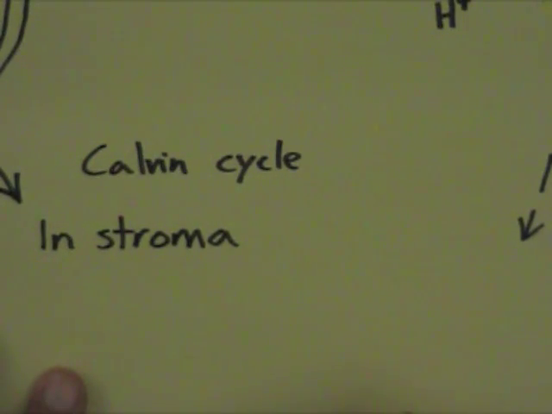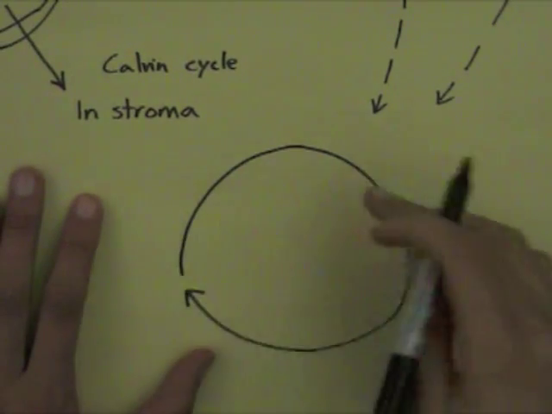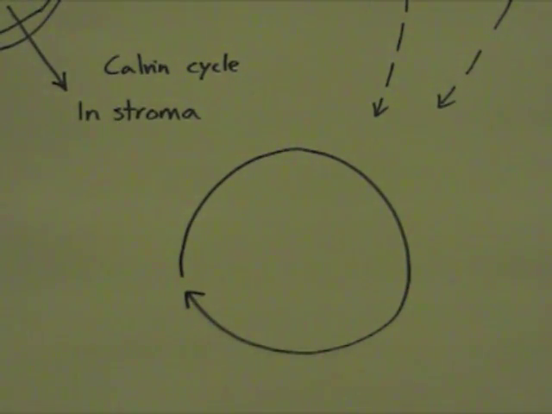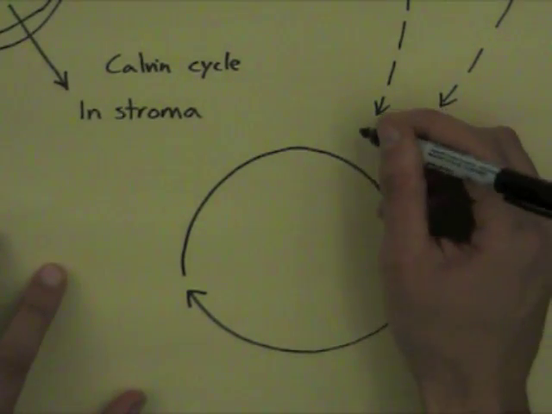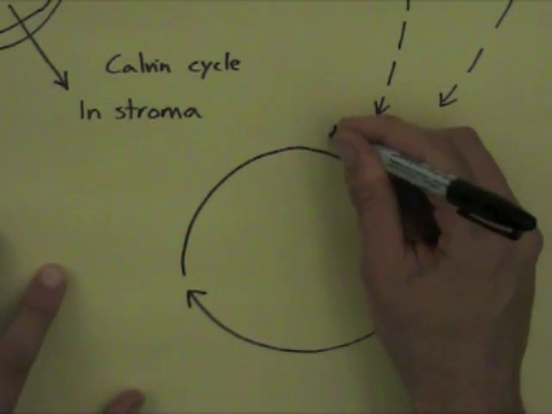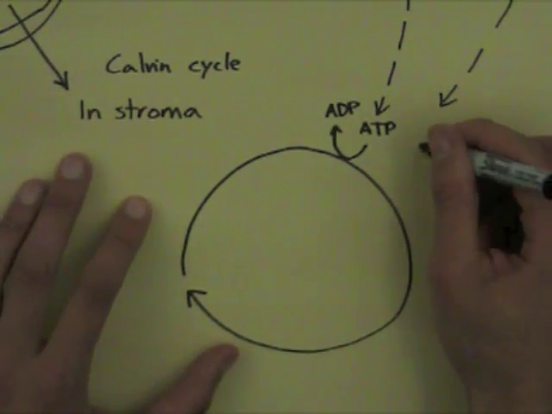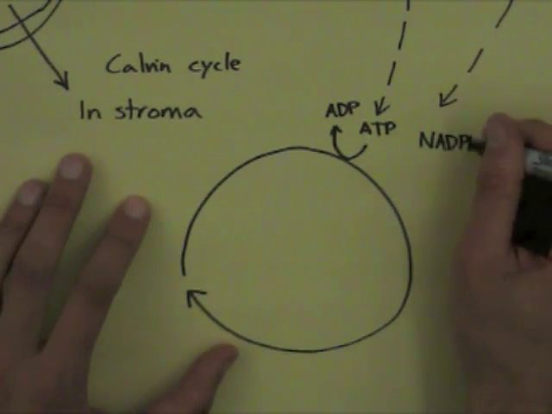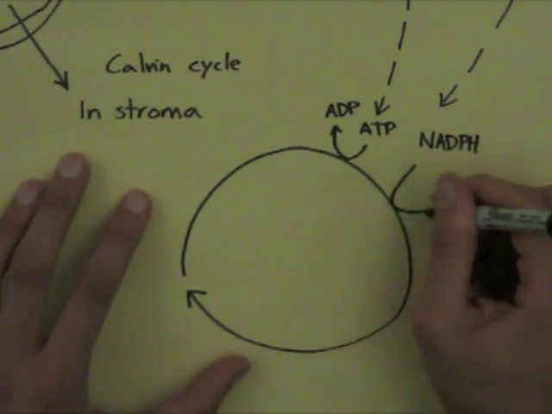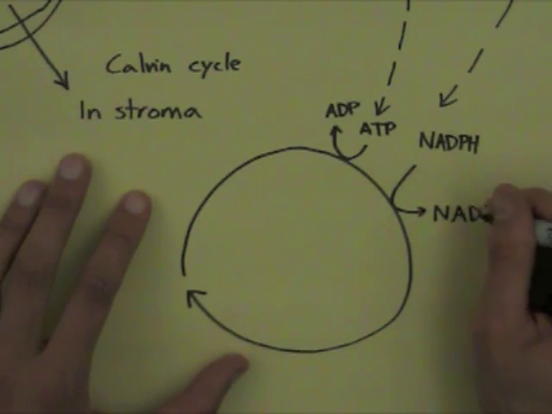It's a cycle of reactions that goes round and round. And so you need to draw a circle looking something like that. Now there's lots and lots of enzymes and steps in this reaction. You really don't need to know much of the detail apart from the fact that ATP is being used and NADPH is being used. These two provide the Calvin cycle with energy so that it can turn.